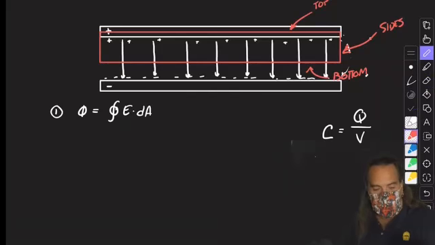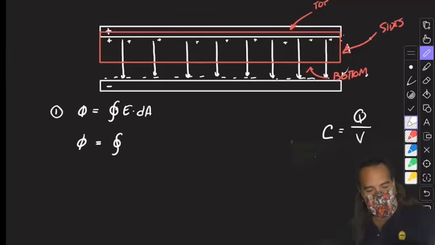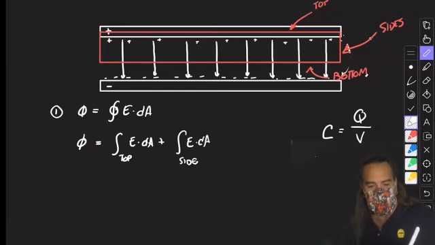So I'm going to take my flux and have flux for the top, flux for the sides, and flux for the bottom. There we go.